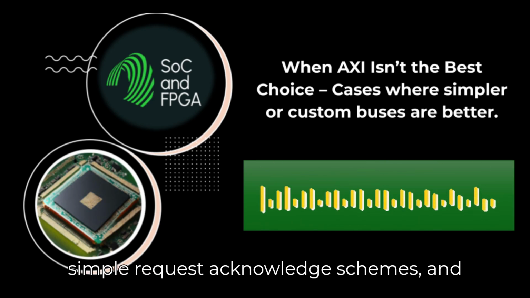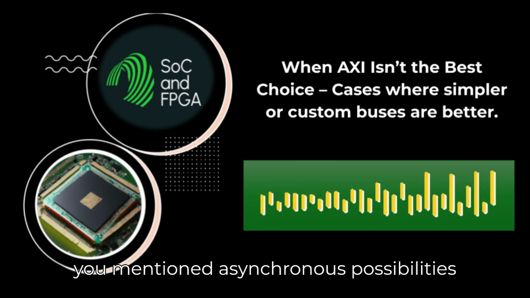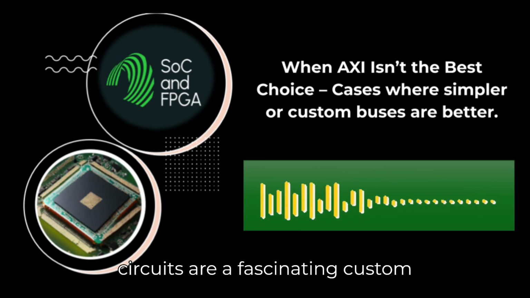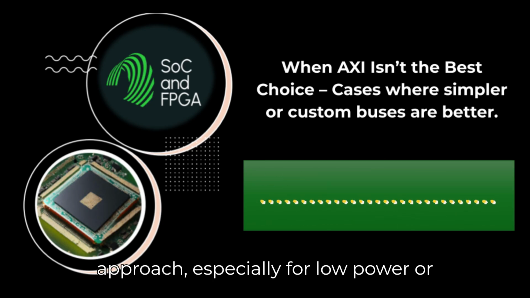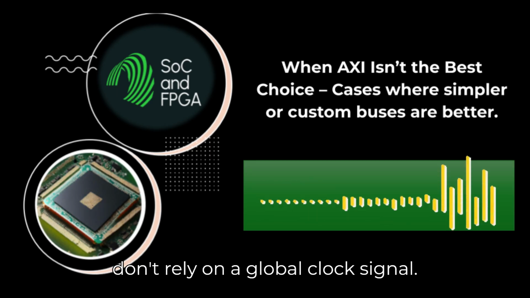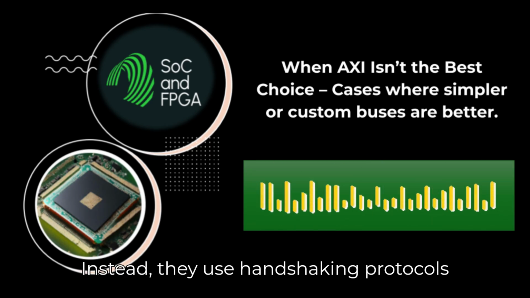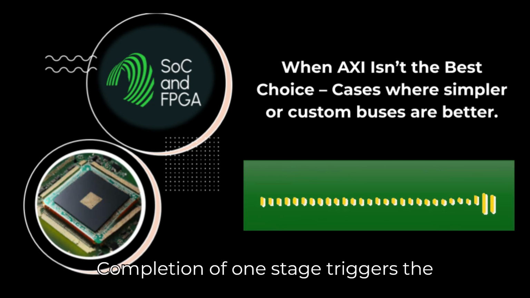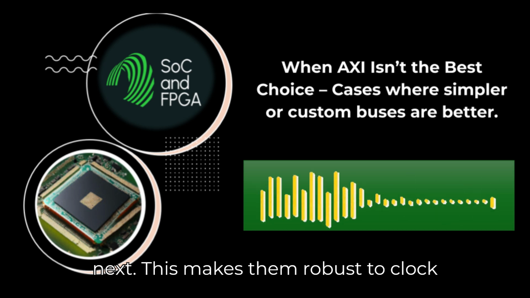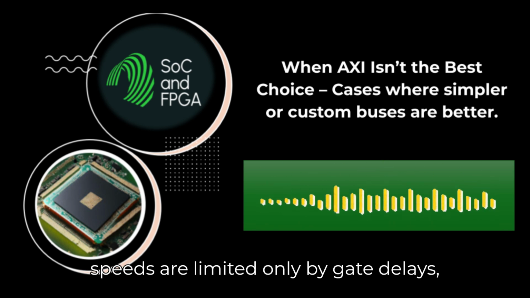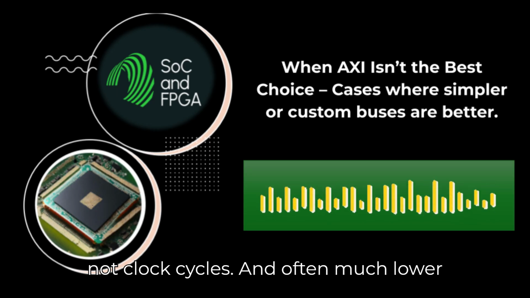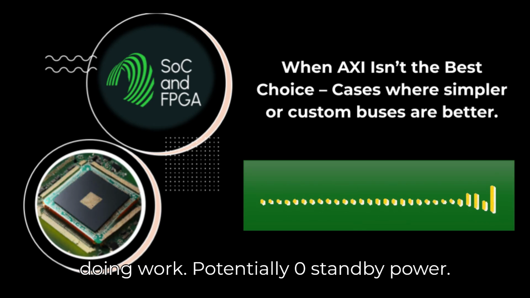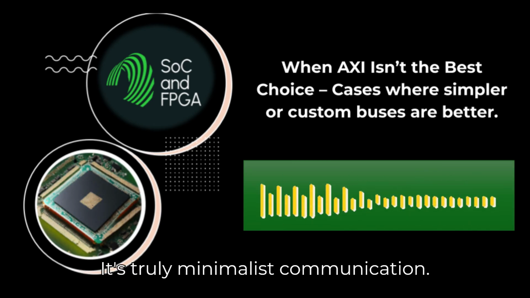You can also have simple request acknowledge schemes. And you mentioned asynchronous possibilities earlier. Yes, asynchronous or clockless circuits are a fascinating custom approach, especially for low power or high speed in specific scenarios. They don't rely on a global clock signal. Instead, they use handshaking protocols between components not just for flow control, but for timing itself. Completion of one stage triggers the next. This makes them robust to clock skew issues, potentially faster because speeds are limited only by gate delays, not clock cycles, and often much lower power because logic is only active when doing work, potentially zero standby power. It's truly minimalist communication. Interesting.